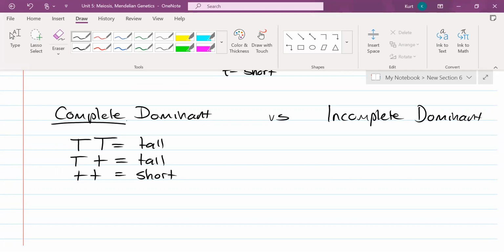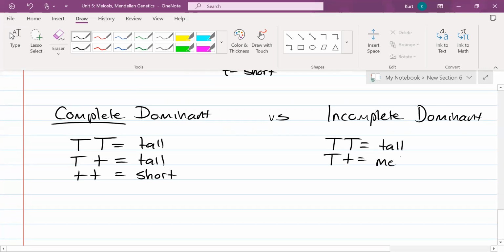But let's go to incomplete dominance. Let's just pretend that P height in P's is an incomplete trait. Here's the homozygous dominant genotype. What is the phenotype? How about heterozygous? Medium. And how about homozygous recessive? Short. So whenever you have an incompletely dominant trait, it's a blend of the two. It's an intermediate of the two. So tall and short would be medium. Red and white would be pink. Okay?